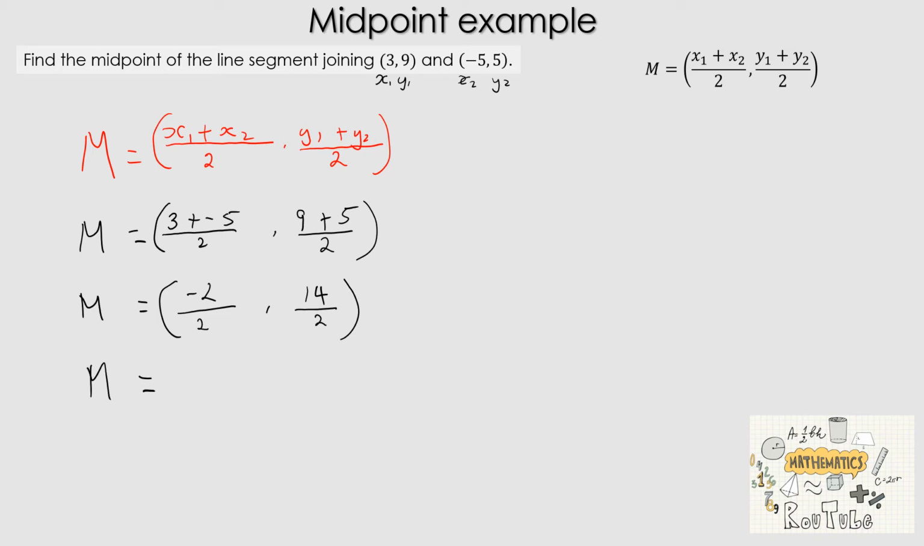So -2 divided by 2 should give us -1. And then 14 divided by 2 should give us 7. So the coordinates of the midpoint that joins those 2 coordinate points is -1 and 7.